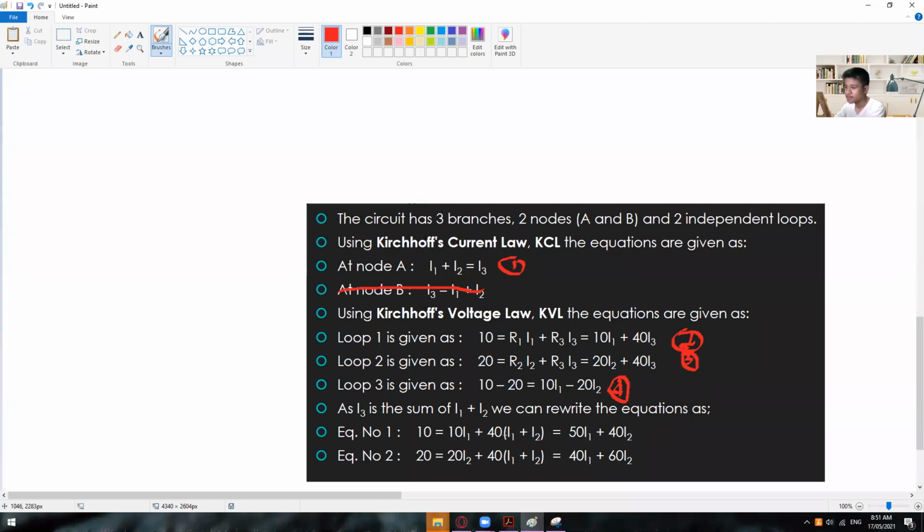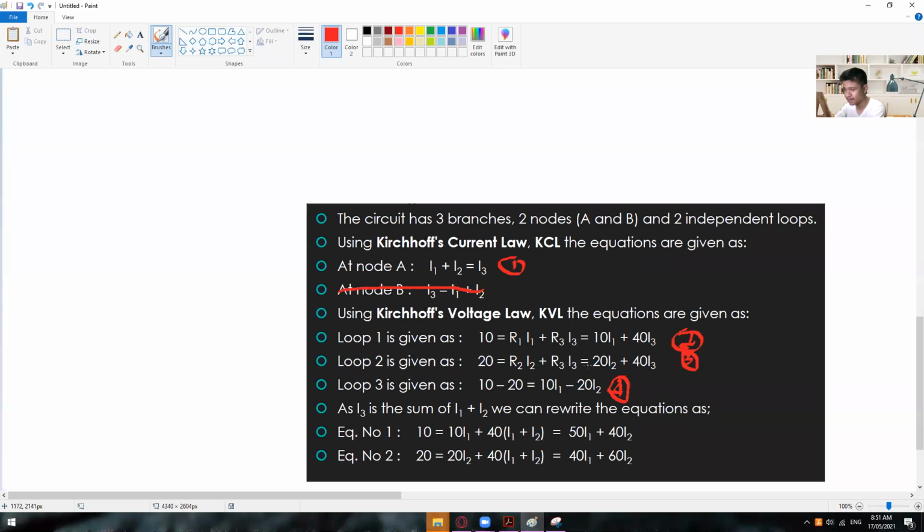Okay. So in here, you can simplify this one a little bit more just by distributing: 40I1 plus 40I sub 2. So we have 10I sub 1 and 40I sub 1. If you combine those two, it will become 50I sub 1 plus 40I sub 2. So this is now your new equation number 1. Okay. And then for equation number 2, it's the same process.